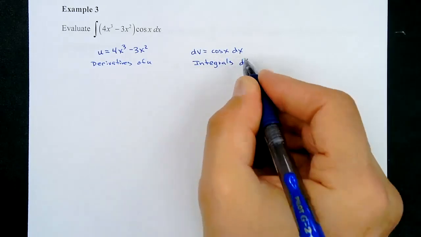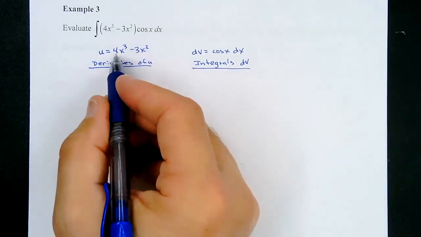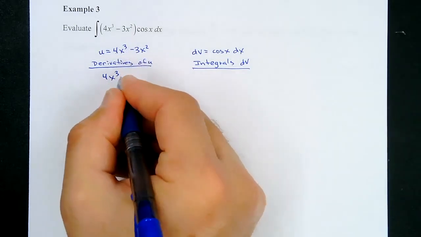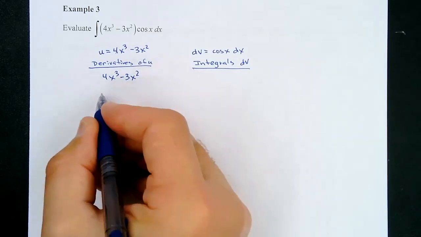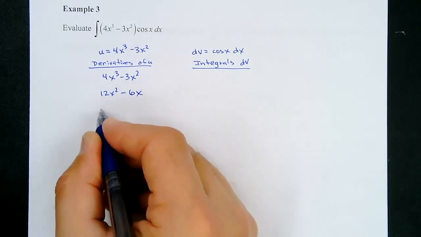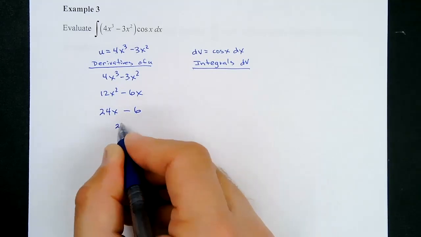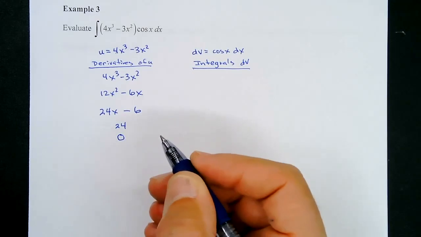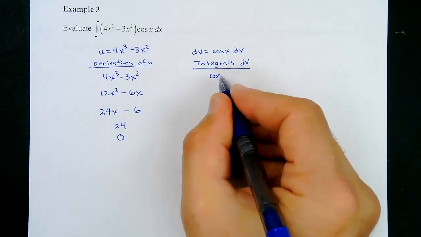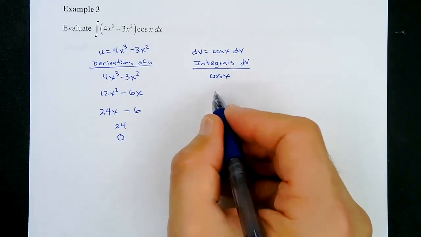And we always start with u and dv in these columns. So for this one, the first u is going to be 4x cubed minus 3x squared. The derivative of that would be 12x squared minus 6x. The derivative of that would be 24x minus 6. The derivative of that would be 24, and the derivative of that would be 0. So then dv is cosine of x, and then the integral of that. So the integral of cosine x would be sine x.